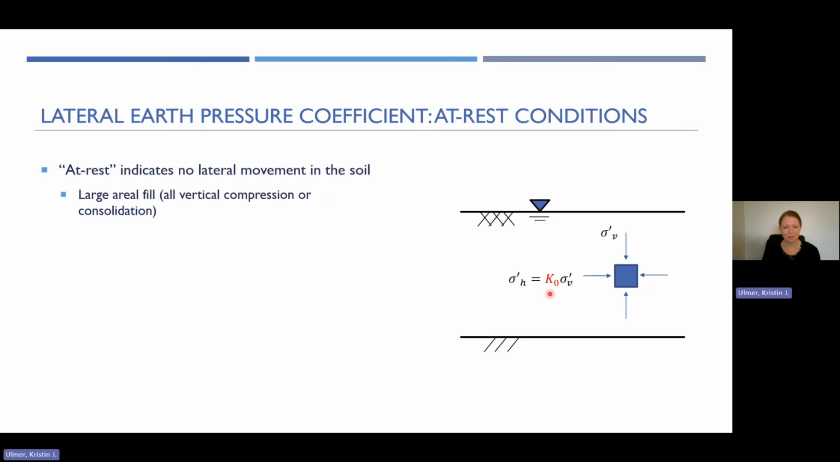So at rest conditions, as I mentioned, there's no lateral movement in the soil. That's your assumption. And this could represent something like large areal fill, where you have all vertical compression or consolidation happening equally across a large extent. This could be fill placed along a non-moving wall, like a basement wall. So it's not moving in, it's not moving out, it's staying put. So that's sort of an at-rest condition. You could also consider natural soil deposits like what we're illustrating here in this figure.